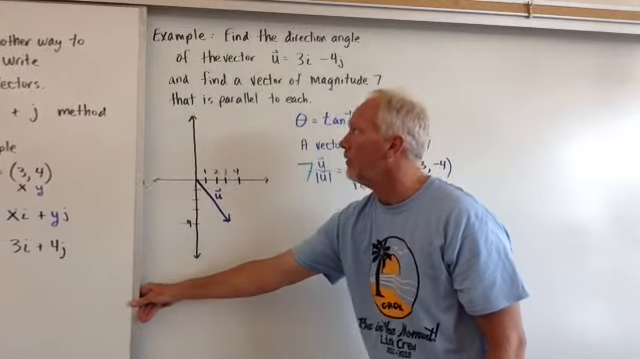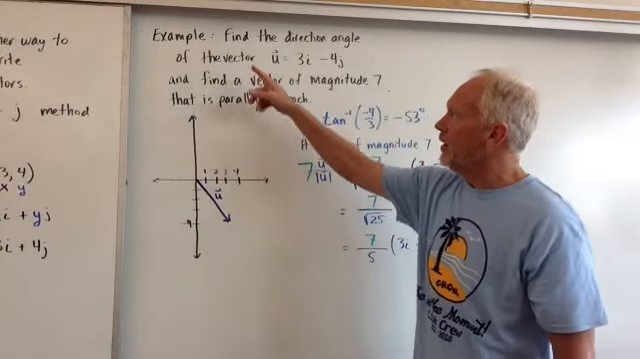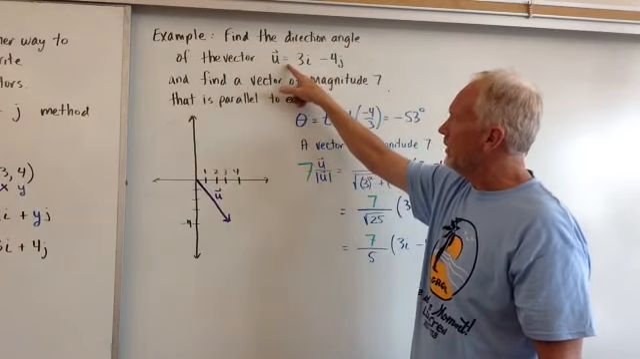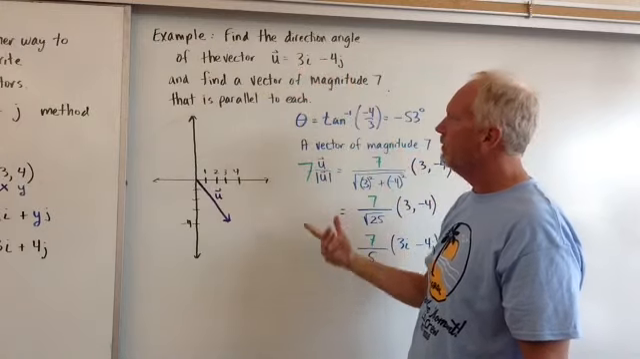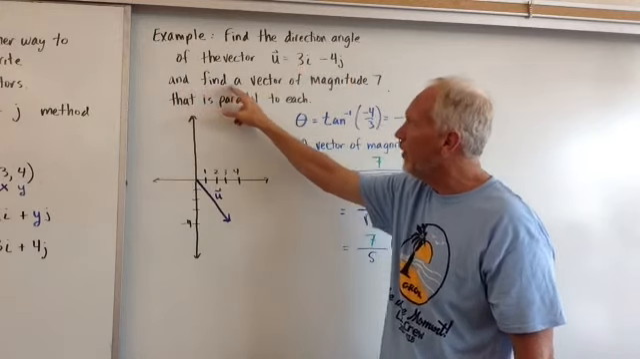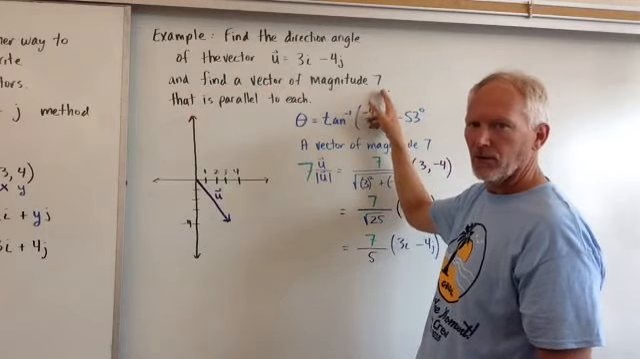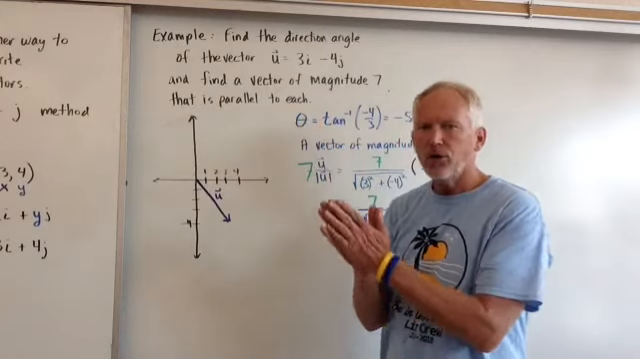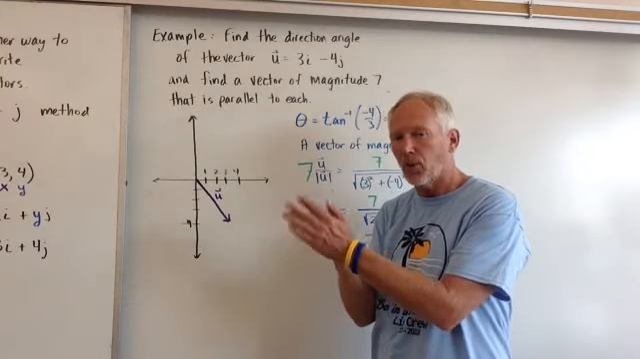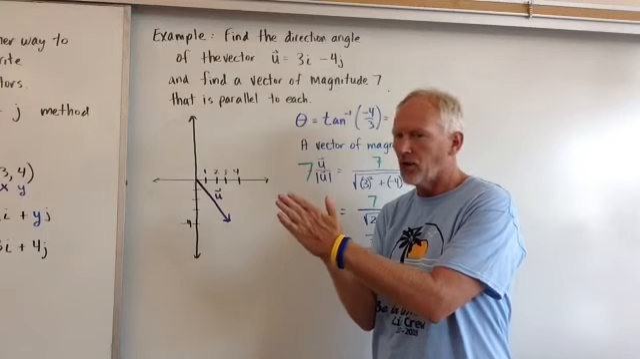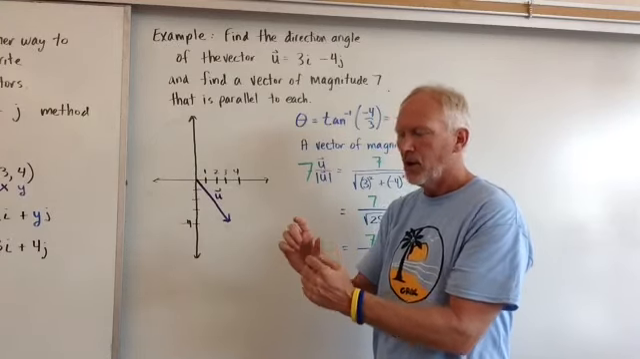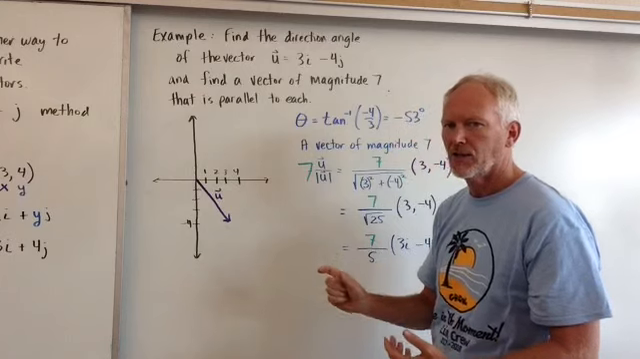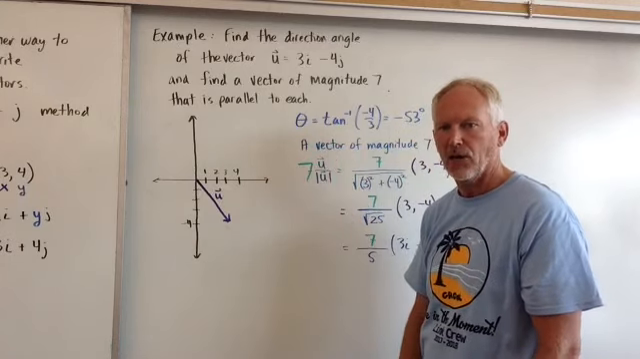Let's look at an example of that. Find the direction angle of the vector u that is 3i minus 4j. I changed the numbers on you a little bit, but that's okay. And find a vector of magnitude 7. So now we want to make sure this can have a magnitude of 7 and be parallel. All unit vectors are parallel to the original vector. Whenever we make a unit vector, we're not changing the angle. All we're doing is creating a new vector with a length of 1 instead of 5 or 7, whatever some scalar might be.